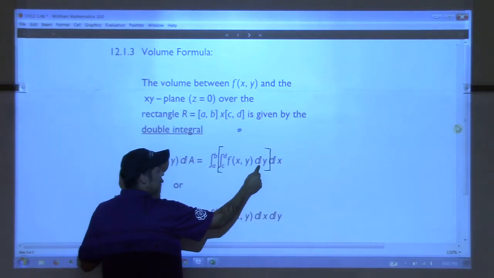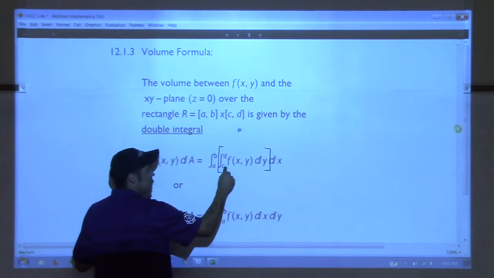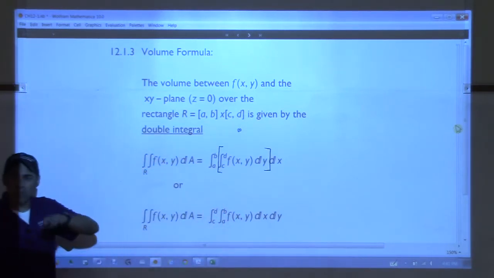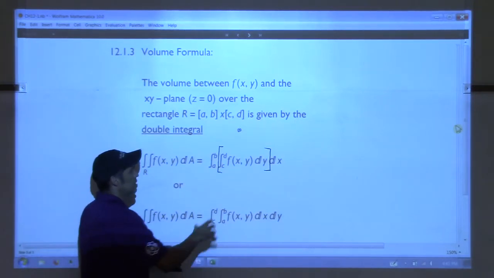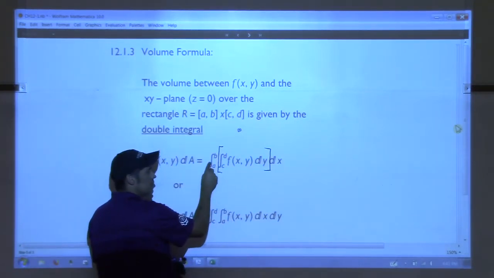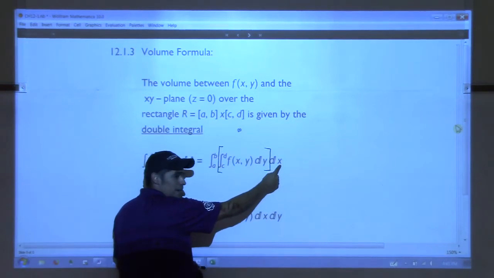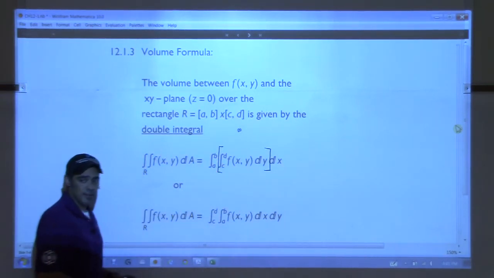So you're going to do this integral from C to D of our surface with respect to y. So when you take the antiderivative here, you have to do it with respect to y. And these limits of integration are your restrictions on y. And then after you do that, you're going to get this answer, and then you're going to do another integral, but this time with respect to x, and then use your restrictions on x.